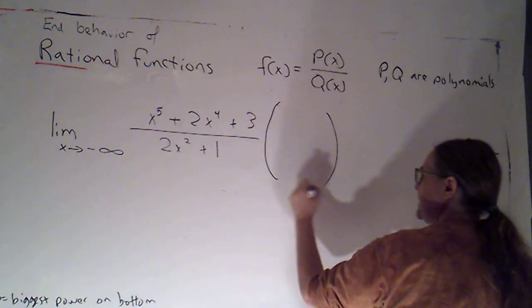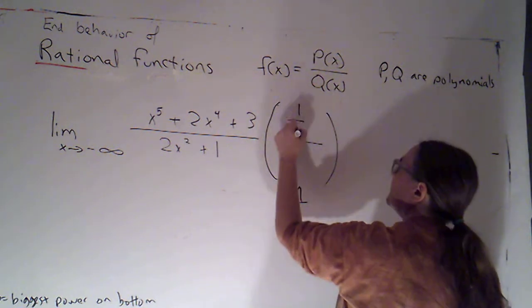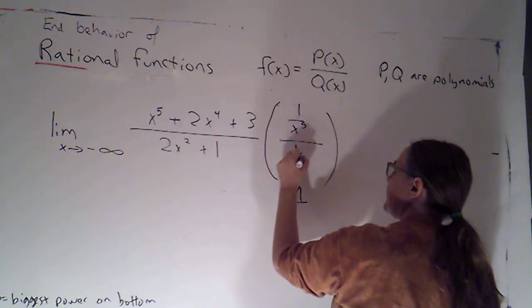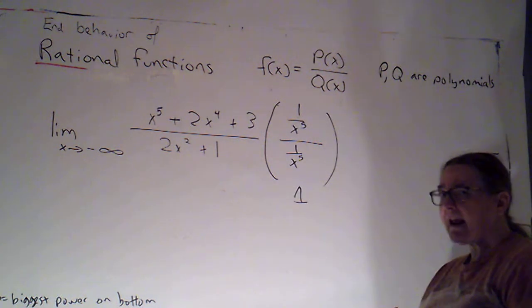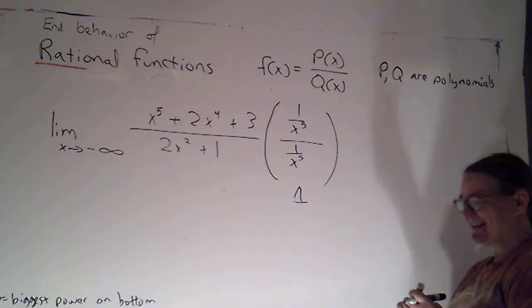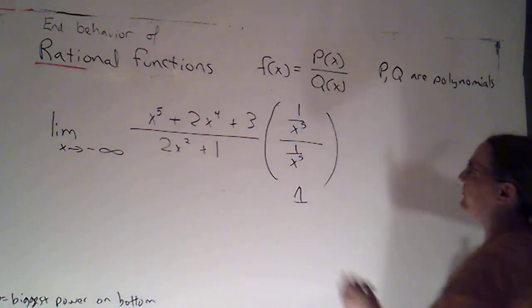So it would still be legal to multiply by 1 in the form of 1 over x to the 5th over 1 over x to the 5th. It's not that I can't do that. It's that it's going to prove to not be helpful.